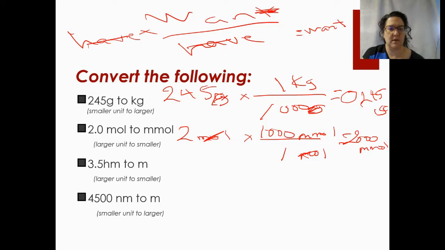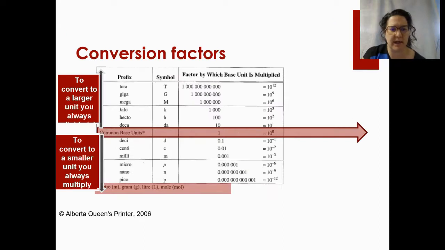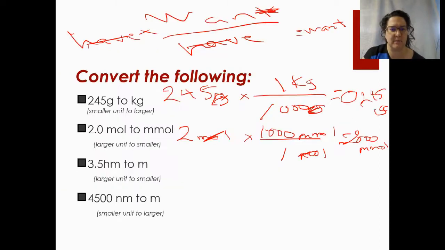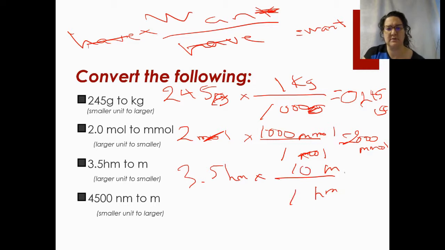Now, H is hectometer, so it's not something that we often talk about, but we just go 3.5 hectometers times, we want meters up here, so 1 hectometer is going to be 100 meters. So these cross off, and we end up with 350 meters.